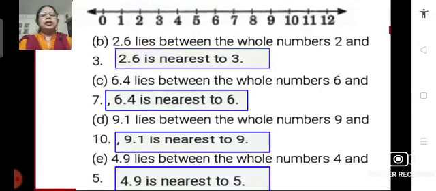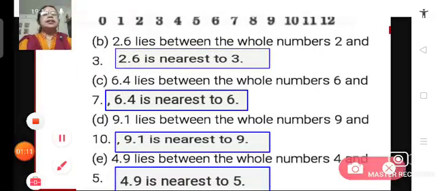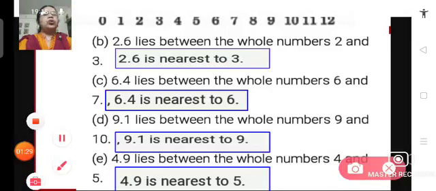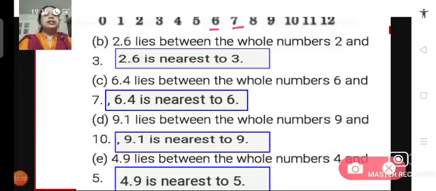Next problem, 2.6. Where does 2.6 lie? 2.6 lies between the whole numbers 2 and 3, and it is nearer to the whole number 3. Next, 6.4. 6.4 lies between the whole numbers 6 and 7, and it is nearer to the whole number 6.